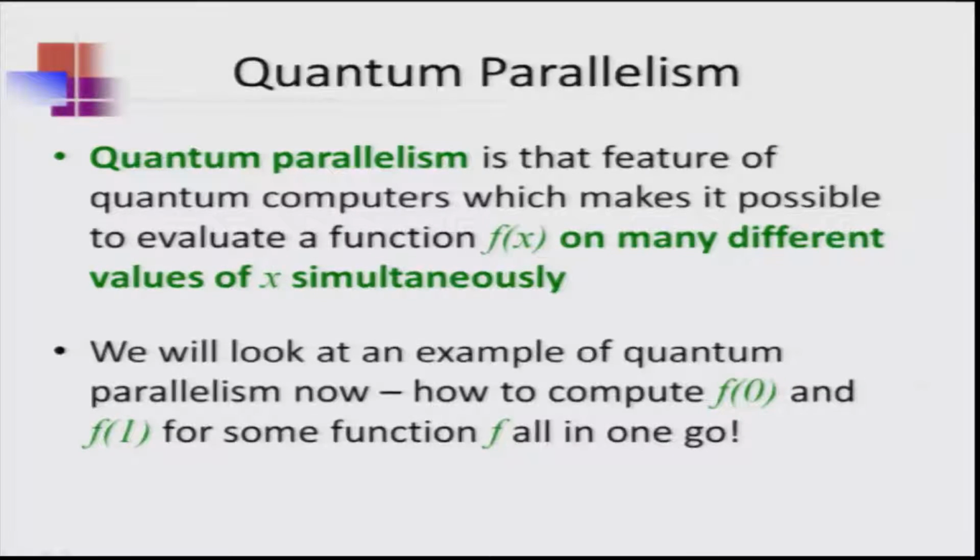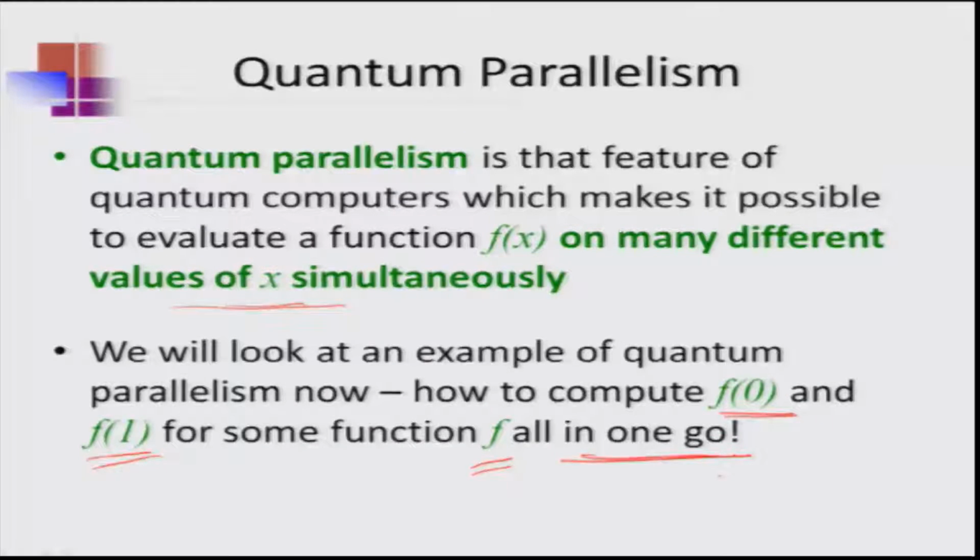In the last class we discussed teleportation. In this class we will talk about quantum parallelism. Quantum parallelism is the feature of quantum computers which makes it possible to evaluate a function on many different values of x simultaneously. We will look at an example of quantum parallelism now, how to compute, say, f of 0 and f of 1 for some function f all in one go.